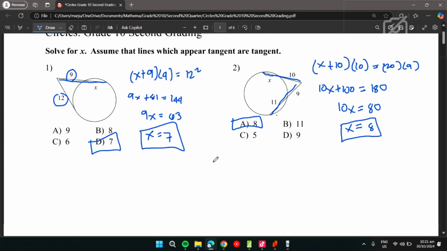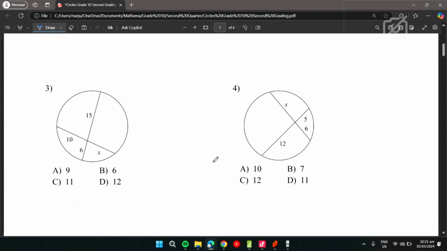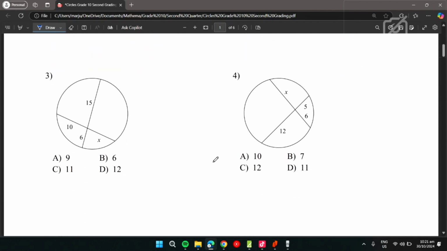Alright, let's do number 3. So, ang sa number 3, thank you sa pag-share, Danny. Sa number 3 naman, we are seeing here two chords intersecting within the circle.